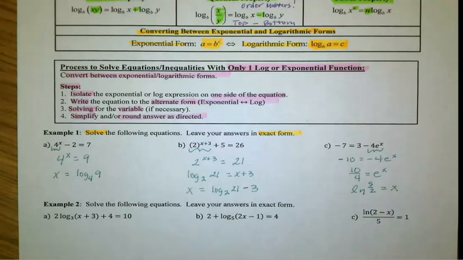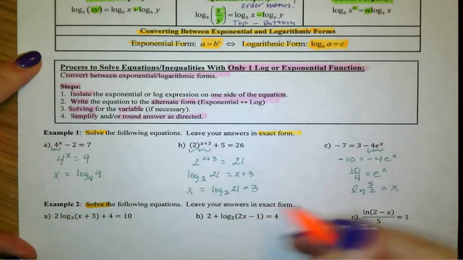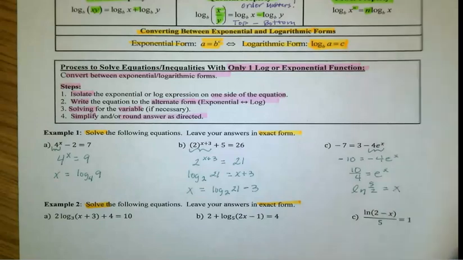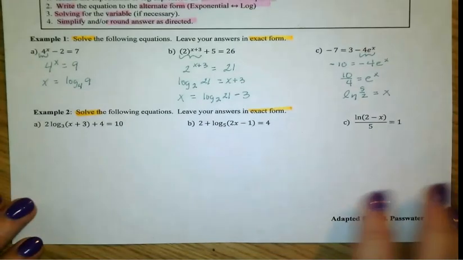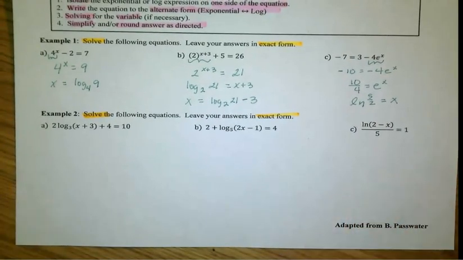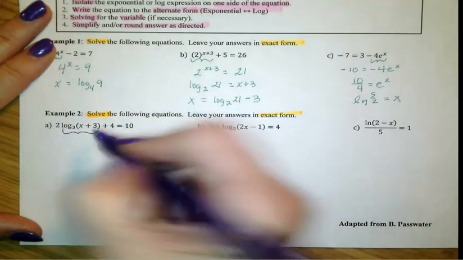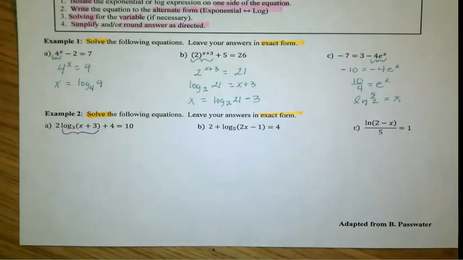And so that's what solving is going to look like. So those are examples of solving in exact form. And now we're going to solve the following equations, again, in exact form. Notice that these ones we're practicing right now are logs, and to get the log by itself is what we're isolating. So for instance, if I look at this one right here, this is where my log is. So that's what I need to isolate.